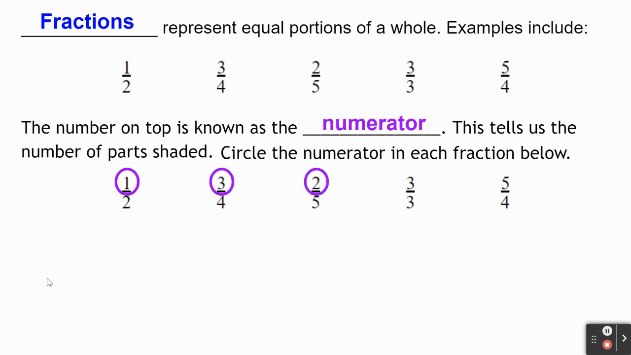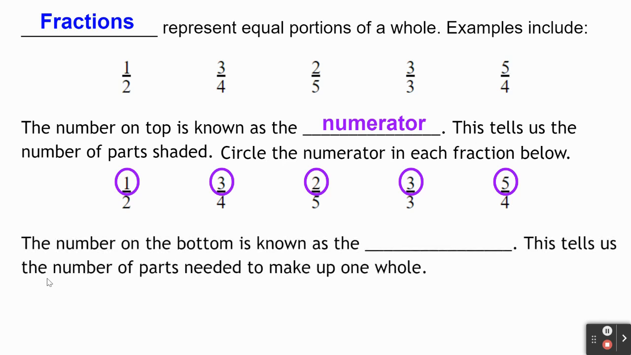For 3/3, the numerator is 3. That means we're going to be shading 3 out of all 3 parts, or we're going to be shading the whole thing. And with the last one, 5/4, the numerator is 5, meaning we'll shade 5 out of 4 parts. We're going to talk in a little bit how that makes sense and how we could shade 5 parts if there's only 4 parts per whole.